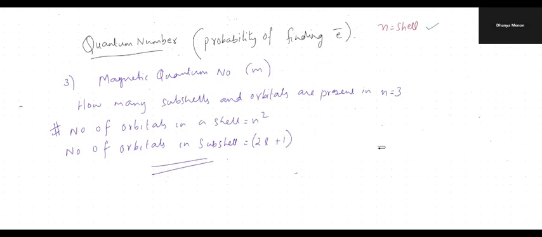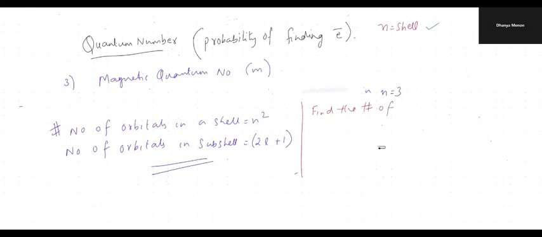Find the number of orbitals in n is equal to 2. Okay, number of orbitals in the shell. This represents the shell, so it is given by n square. So 2 square will give you 4. Okay. So please remember these two formulas.